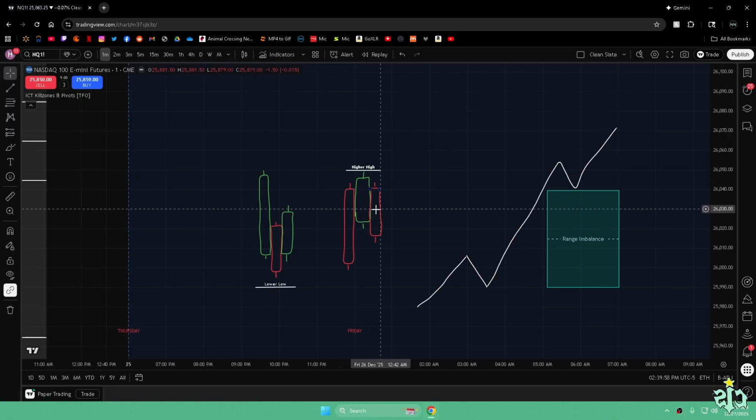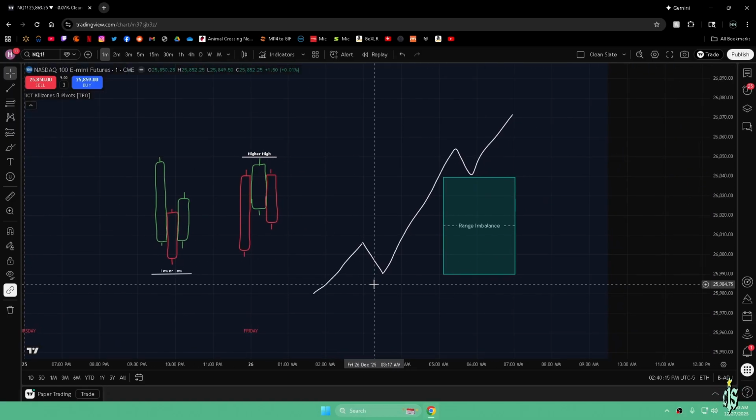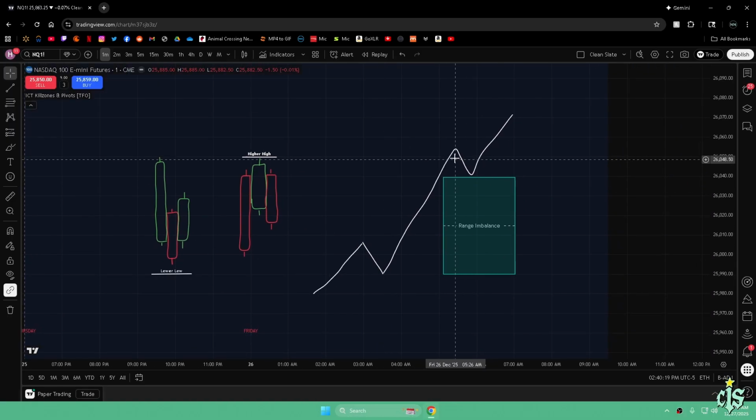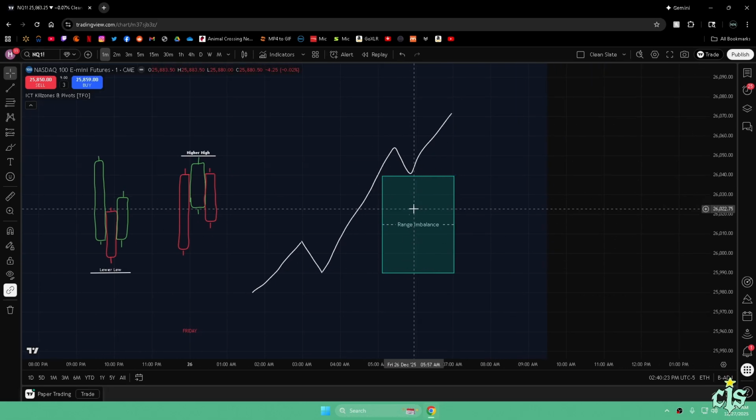These candles don't have to be bearish, or bullish. They could be all green candles or all red candles. But this would be your lowest low. This would be your higher high, right? So right here, this would be your lower low. This would be your higher high. And we're trying to find this range imbalance and our OTE zone.